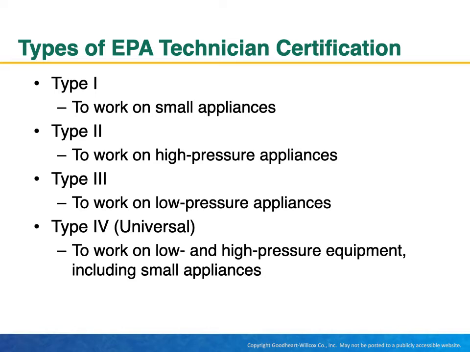Side note, guys, I do recommend that everyone go and get their EPA license if they haven't gotten it yet. You could go to any parts house and buy the test. They'll give you the study equipment. Study, call them, schedule a test, come back. And everyone should try to shoot for your universal. Once you have your universal certification, you'll be able to work on all types of equipment.